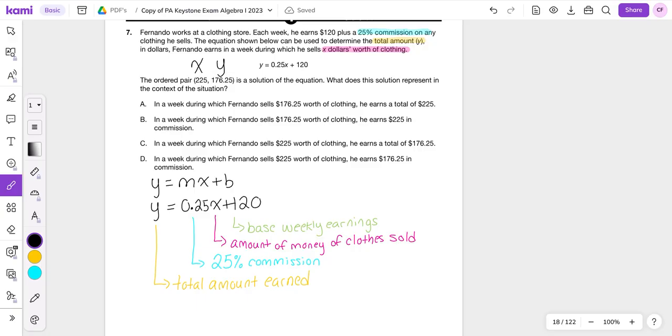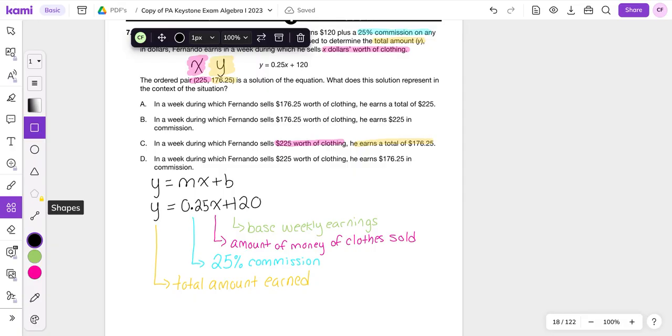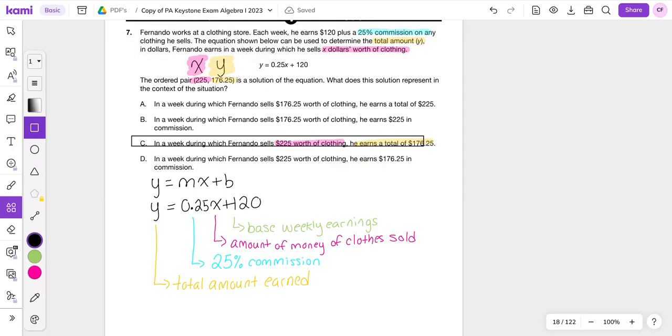Part C, in a week during which Fernando sells $225 worth of clothing, again, X needed to be the 225. He earns a total of, that was the Y value, 176.25. And that matches the information above, which is why answer C is the correct answer.